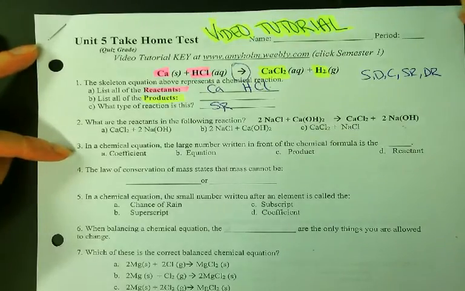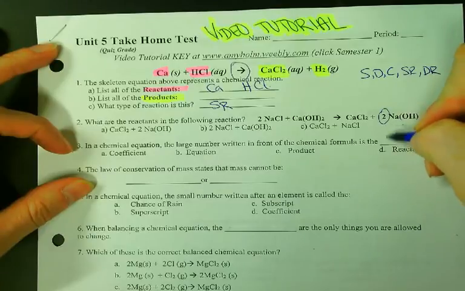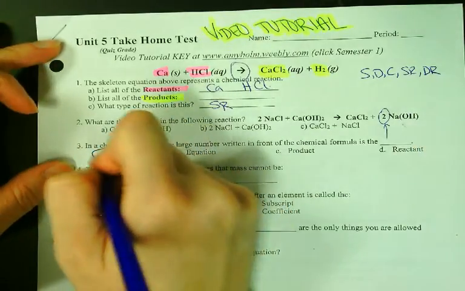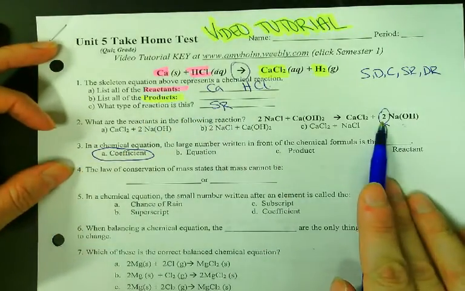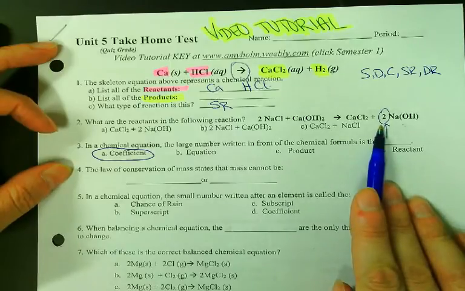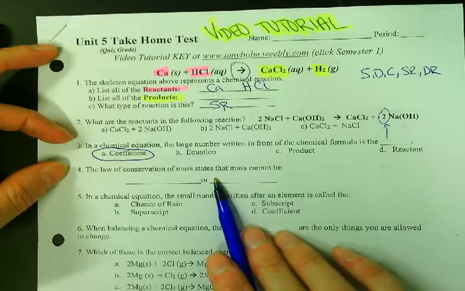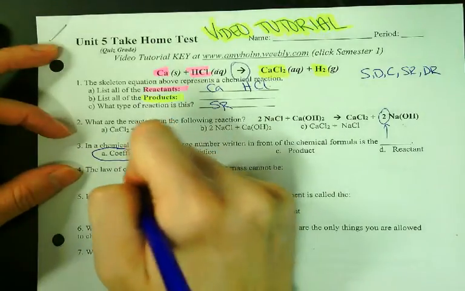Number 3 says in a chemical equation, the large number written in front, which would be like this number right here. That number written in front is called the coefficients, A. Okay. Now, coefficients are the only things that you're allowed to change. So when balancing a chemical reaction, you use coefficients. Law of conservation of mass says that matter cannot be created or destroyed.